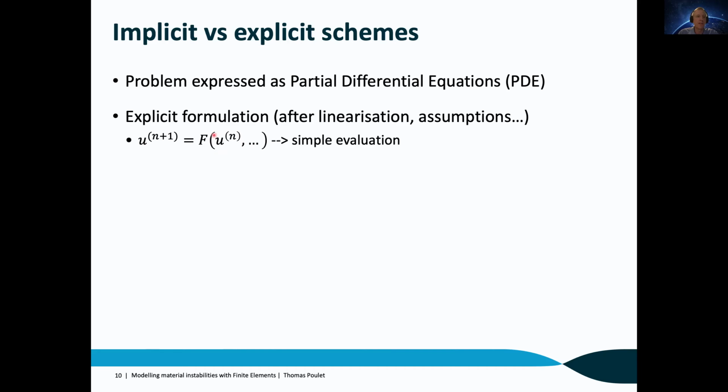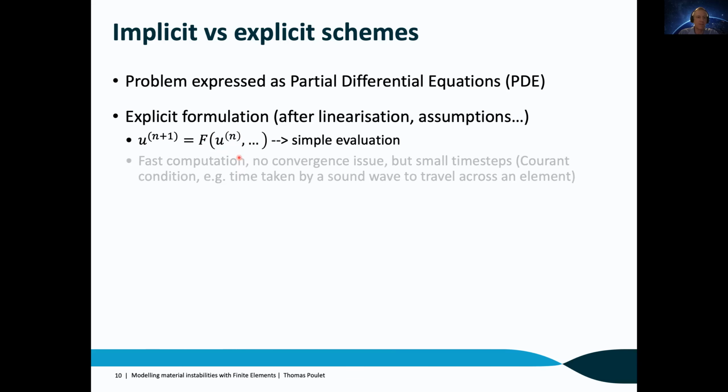In other words, everything on the right-hand side is known, and therefore there is nothing to really compute, but simply to evaluate. This is why it's called an explicit formulation, because you have explicitly the definition of everything. So this is extremely fast. It has the huge advantage that there are no convergence issues because you are just evaluating.